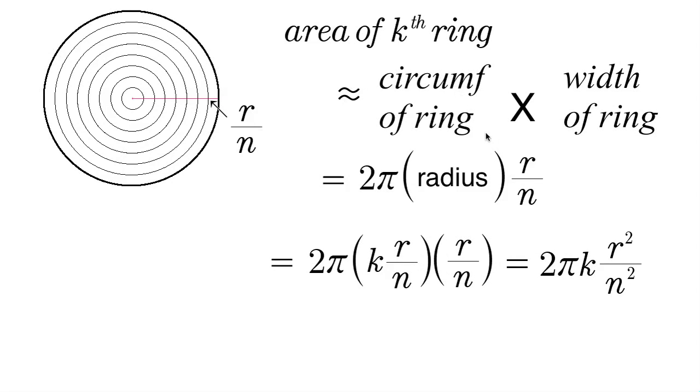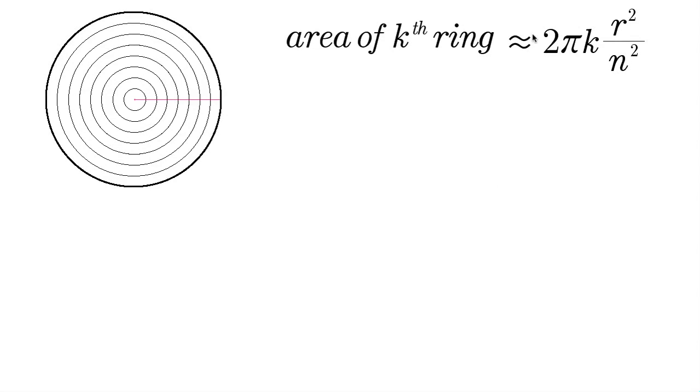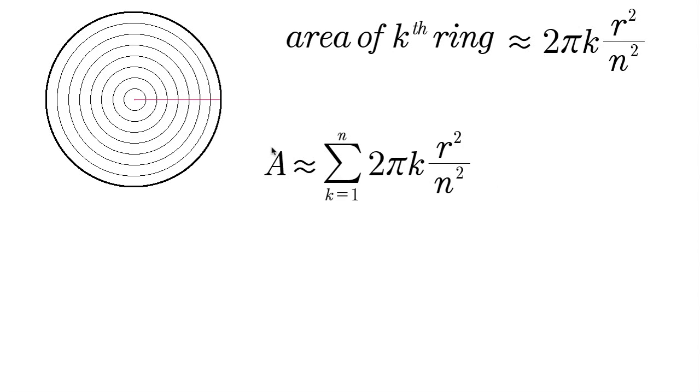Let's just put that on top so we can save it, and make some room down here. And so that's the area of the kth ring. We want to add those all up. The area of the whole circle is going to be, do you know the symbol, the sum? Here we are. The area of the kth ring is this, so we're going to add them up. That's all this says. k equals 1, 2, 3, 4, all the way up to n.